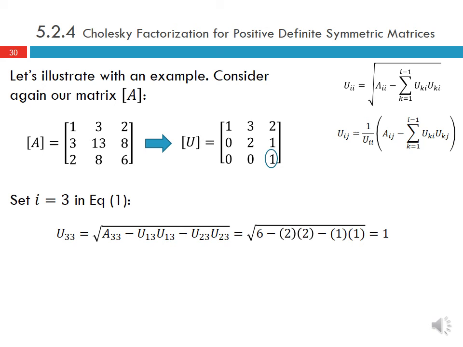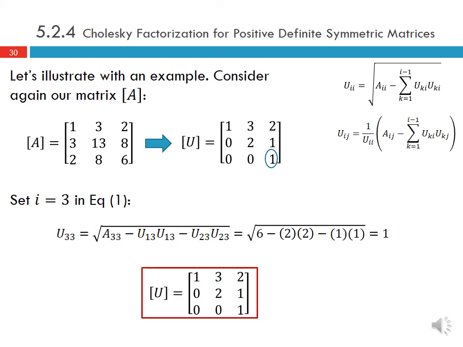And then we don't need equation 2 at all, because if we set j equal to I plus 1, that's equal to 4, which is outside of our matrix. So our final upper triangular matrix is shown here.